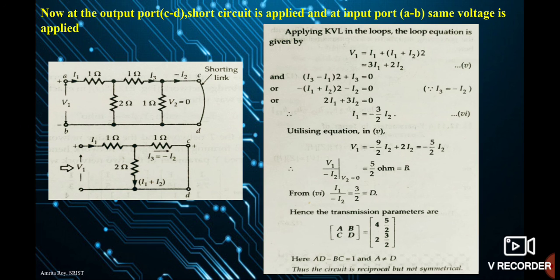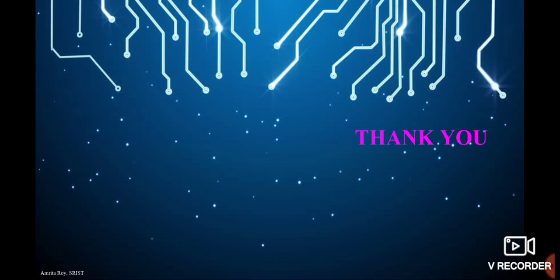Now if we multiply A and D and B and C and subtract, AD minus BC, we get the value as 1. So the circuit is reciprocal, but A is not equal to D, as we can see the diagonal elements A and D don't have the same value. So the circuit is not symmetrical, but the circuit is reciprocal. So we have finally completed the two-port network. Thank you.